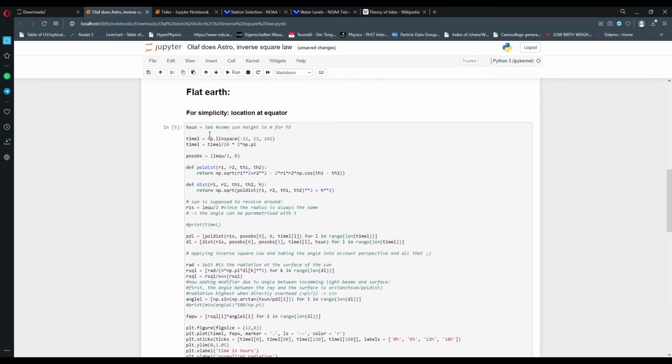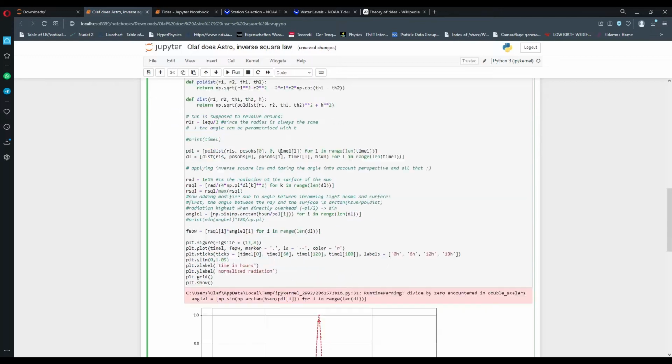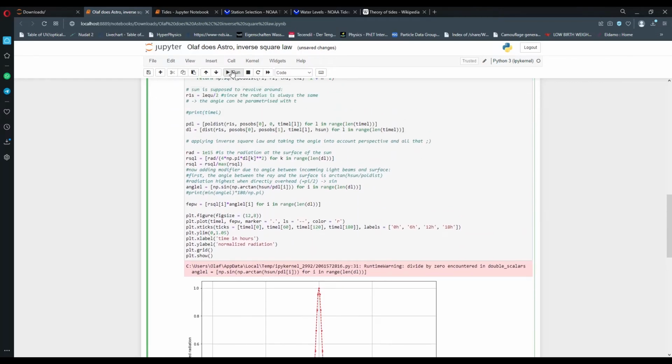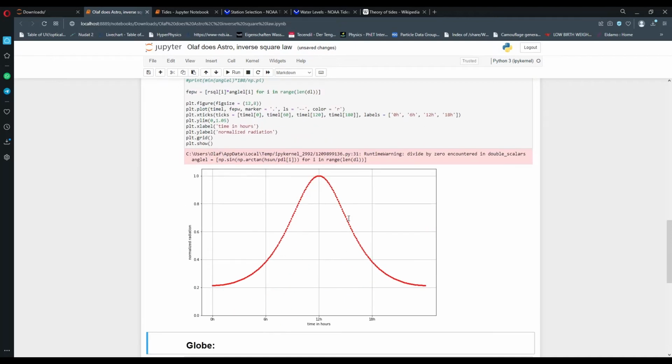So I adapted it to 3 times 10 to the 7 meters, which is 30,000 kilometers, which is way higher than I've heard any flat earther claim so far. But then it looks somewhat realistic, although the sun doesn't set, unsurprisingly, because the sun couldn't set on a flat Earth.